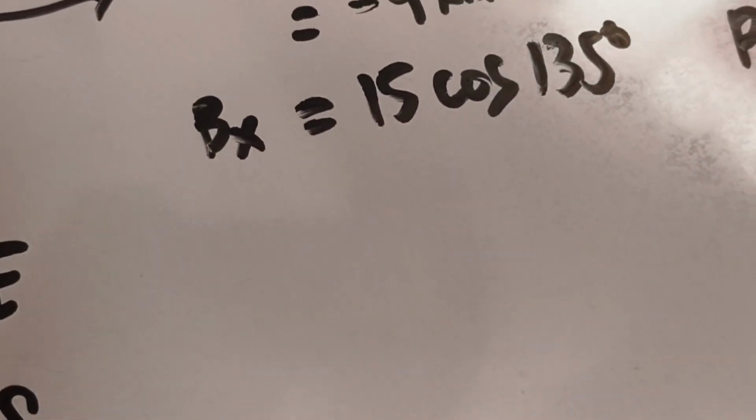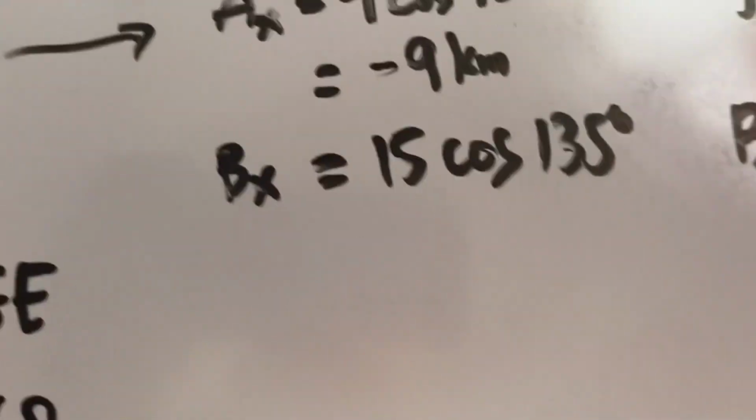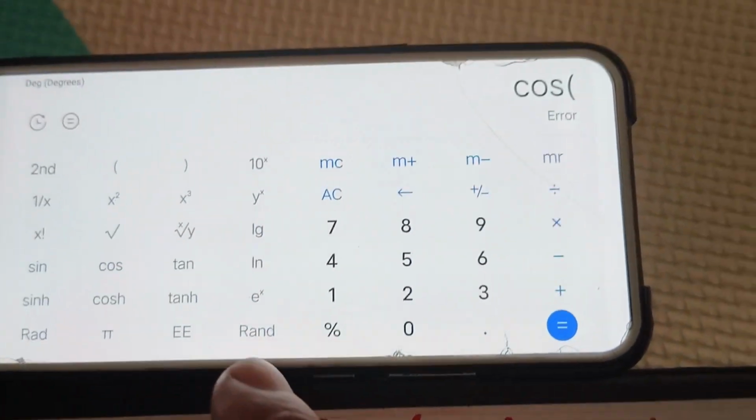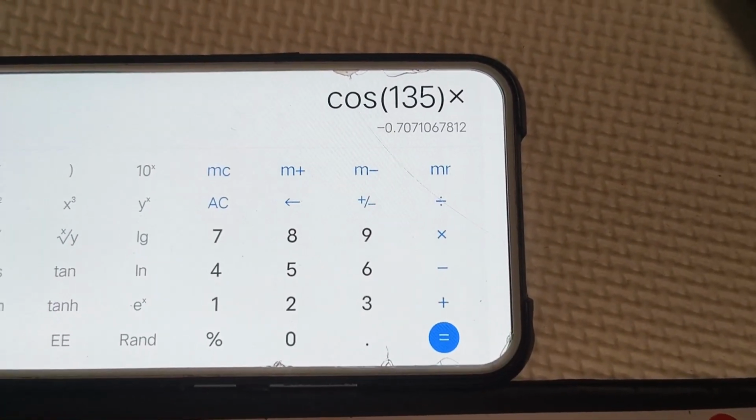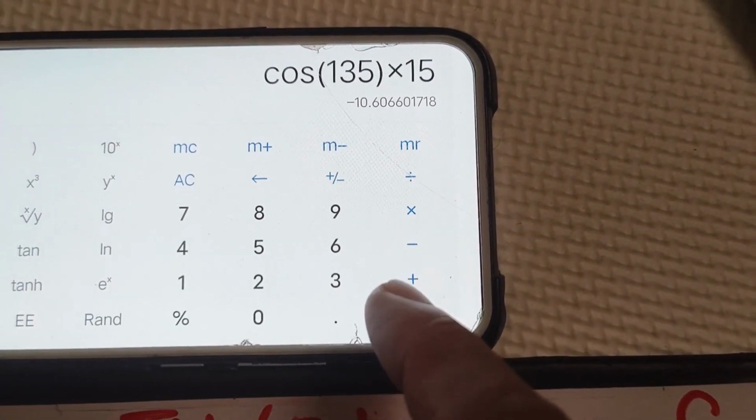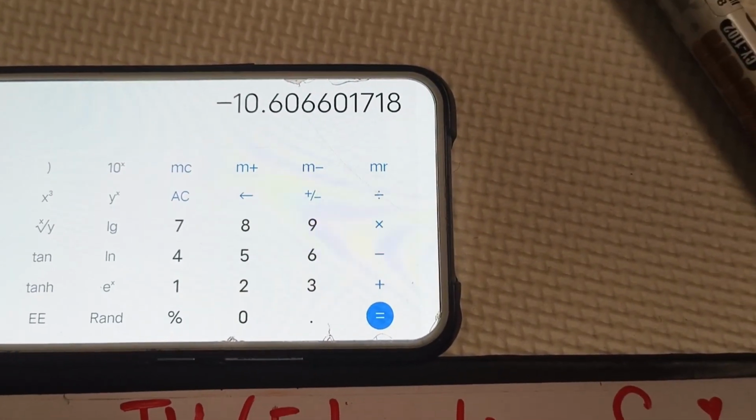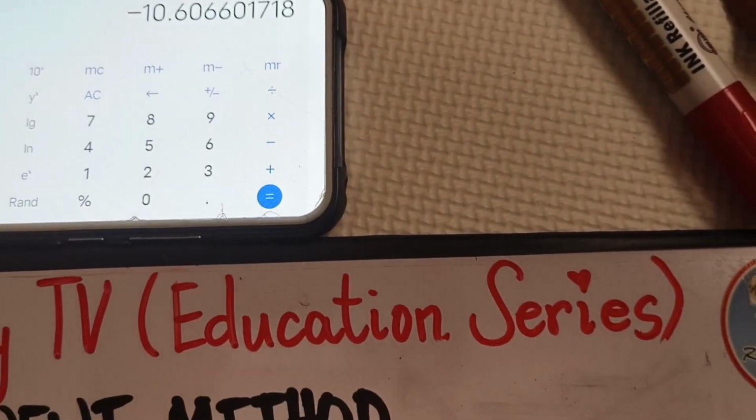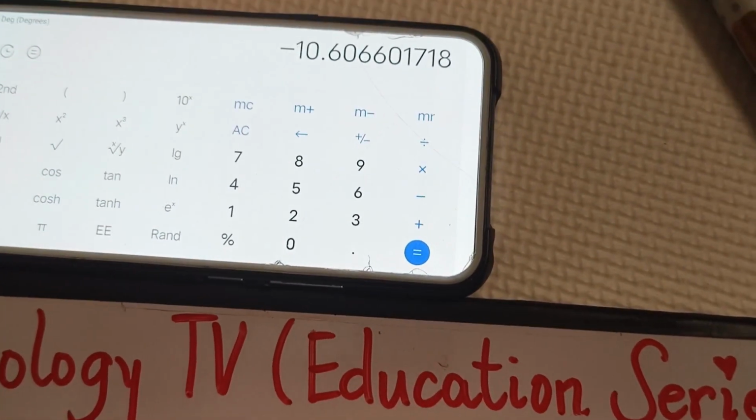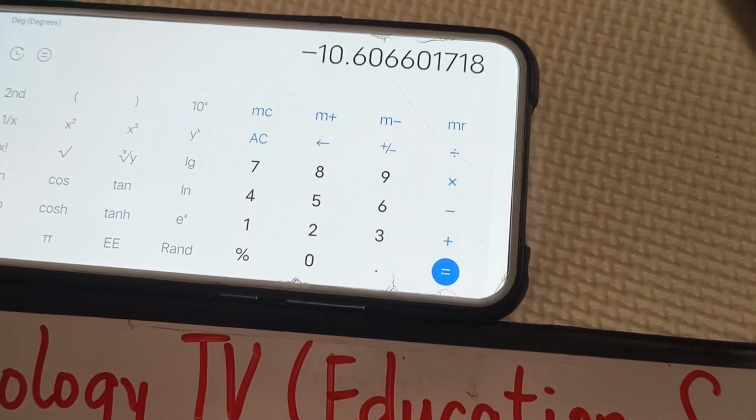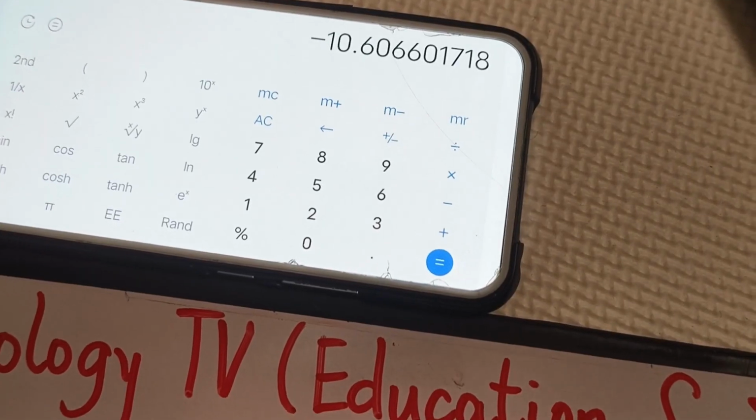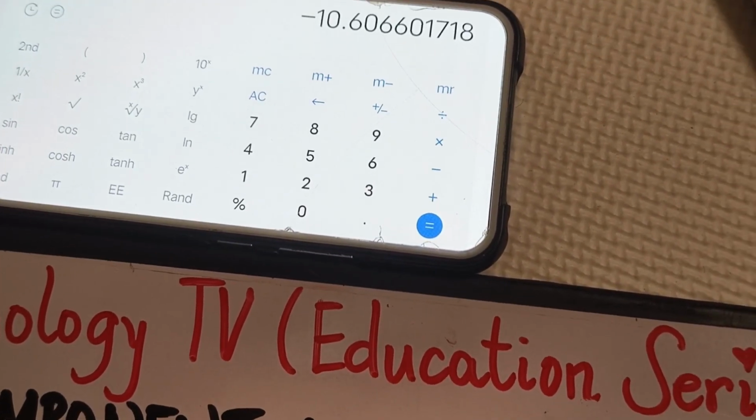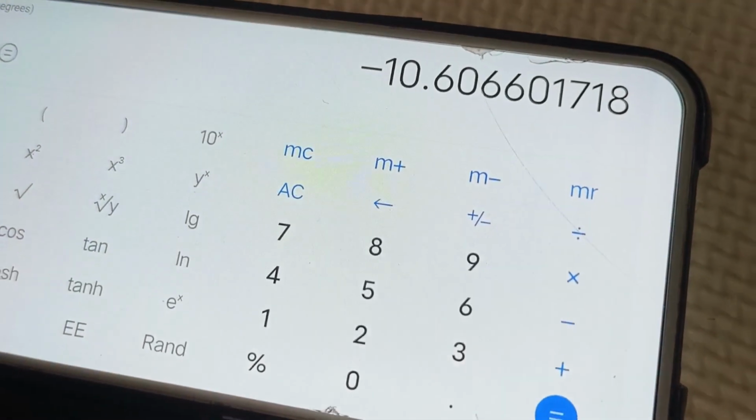Okay, so ngayon mag-compute tayo ng component. So, 15 cosine 135. Punta tayo sa calcu. We have cosine 135 times 15. So, ang lalabas ay negative 10.6. Okay? So for convenience, gagawin ko na lang whole number. Pero technically, dapat meron siya mga decimal, ha? Baka pag sa college niyo, pagdating nyo doon, meron mga decimal na ginagamit. Pero sa ngayon, for convenience sa pag-compute, i-round off ko na siya to whole number.